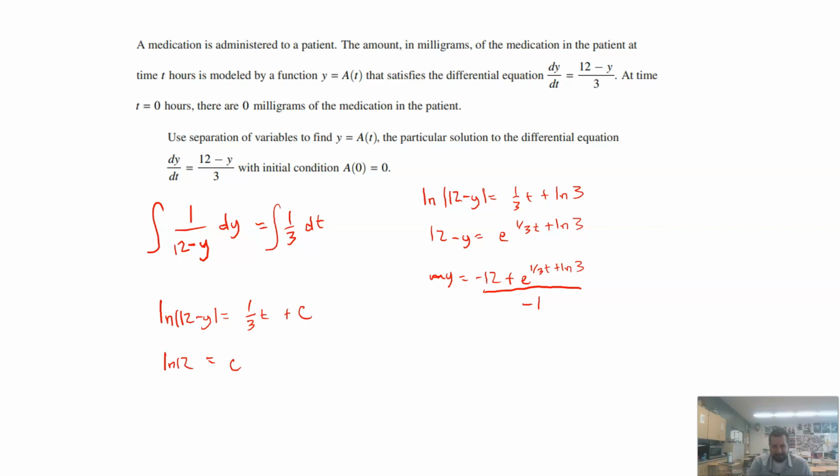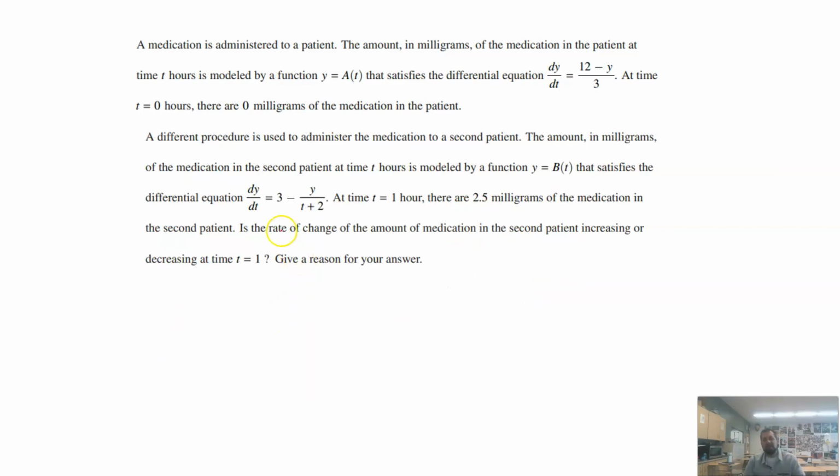Not too bad. Letter D says, we have a new function where different procedures are used to administer medication to another patient. So this is a different patient with a different rate at which it's being administered. It says at time equals 1 hour, there were 2.5 milligrams of medication in the second patient. Is the rate of change in the second patient increasing or decreasing? In other words, is the second derivative positive or negative? I want to know, is the derivative changing?